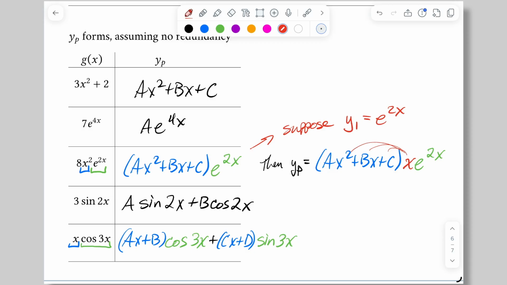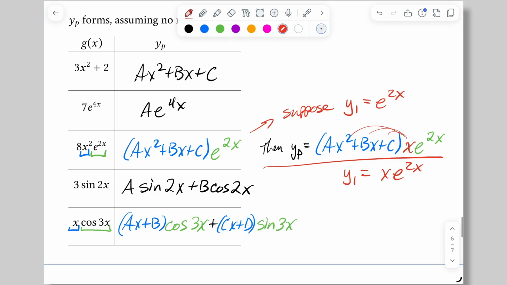What if y1 was x e to the 2x? Then you can see that multiplying by x would not clear the redundancy for cx e to the 2x. So I would have to multiply by x squared. We'd have ax to the 4th plus bx cubed plus cx squared, right? You don't need to multiply it over here and over here. It's just the entire term needs to be different, linearly independent, from whatever you get from the complementary function.